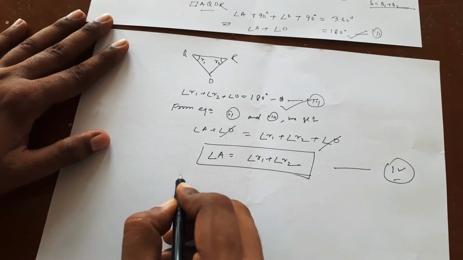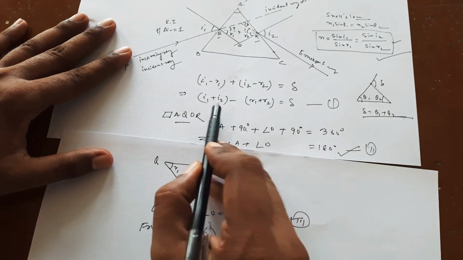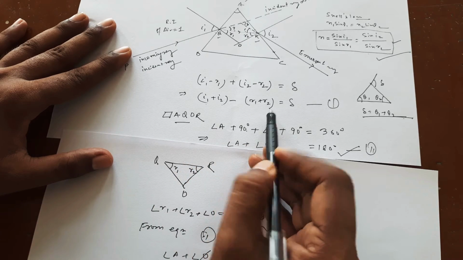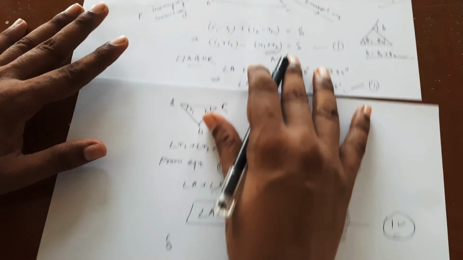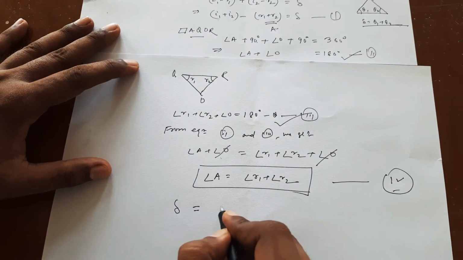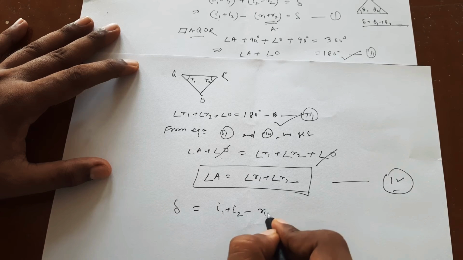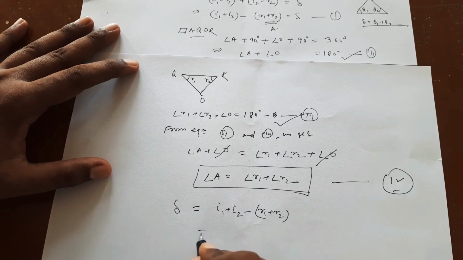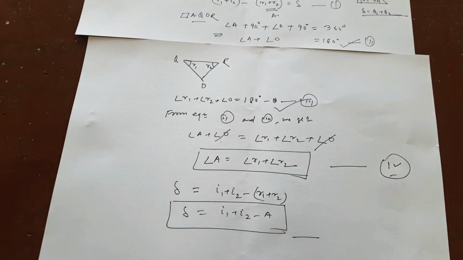So in expression 1, that is delta, this one I1 plus I2 minus R1 plus R2, in place of R1 plus R2 we can write A. So simply we will write delta is equal to I1 plus I2 minus A. So this is the final expression for the angle of deviation. This is the final expression for the angle of deviation.